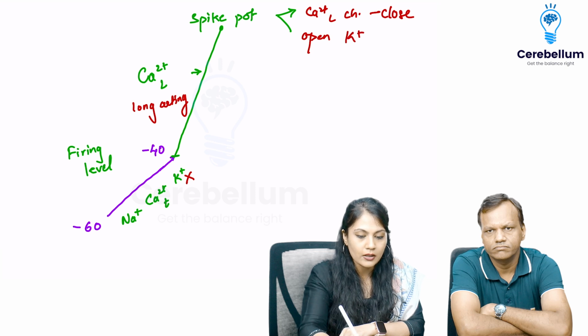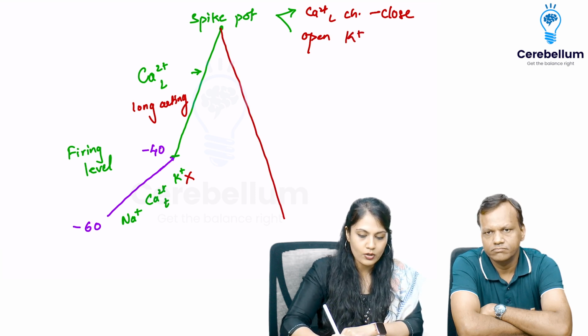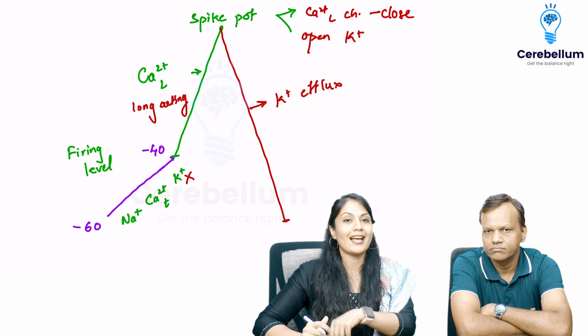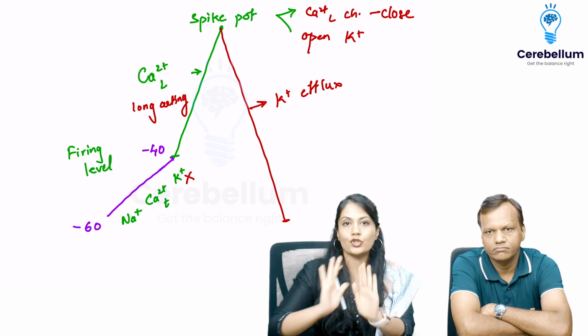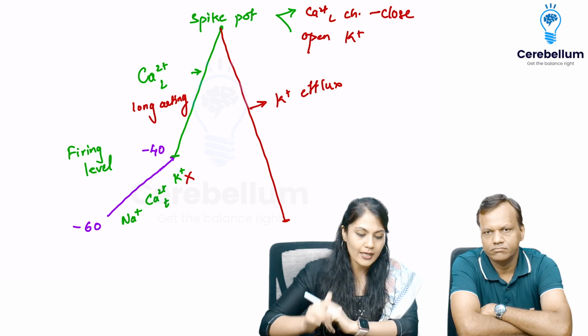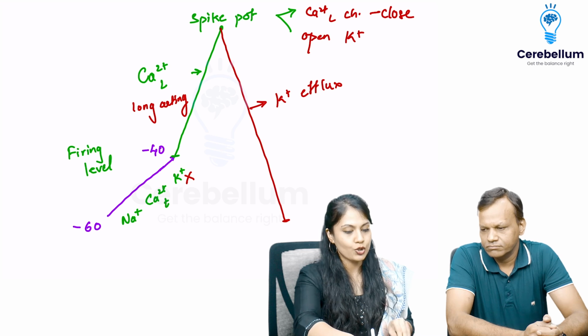We know that the repolarization in all of the tissue takes place because of the opening of the potassium channel. The potassium efflux will start, and we know that as soon as it reaches -60, immediately these channels are going to close, right? Again, this loop will take place. All right. So this is about the cardiac nodal tissue action potential.